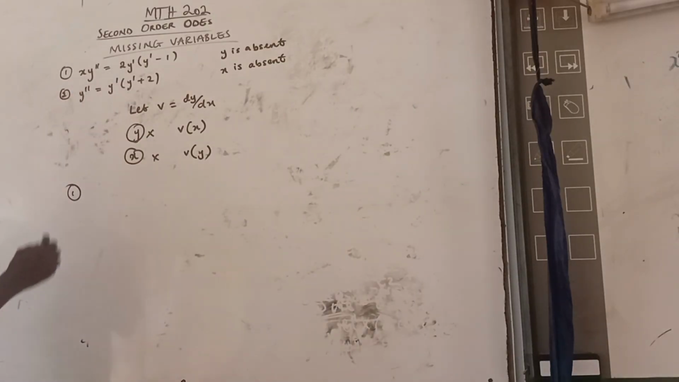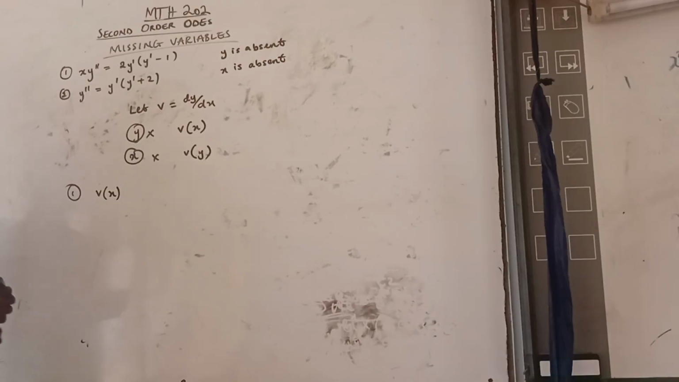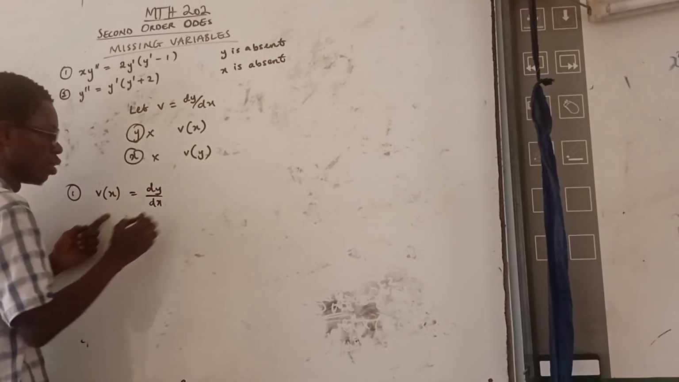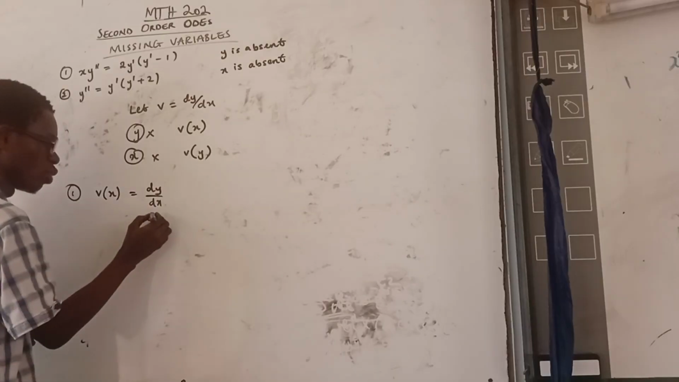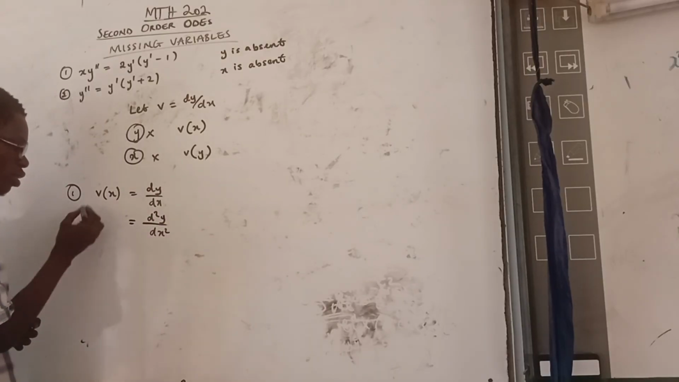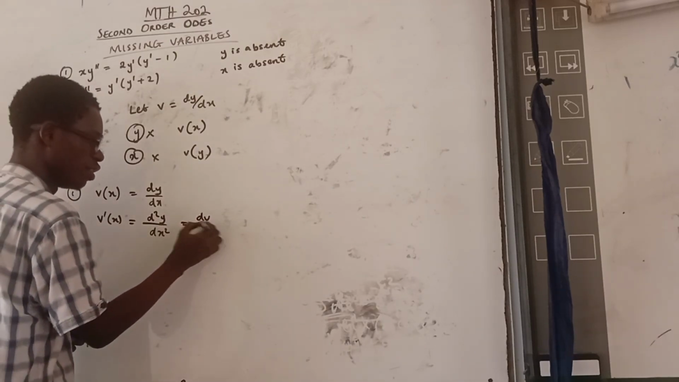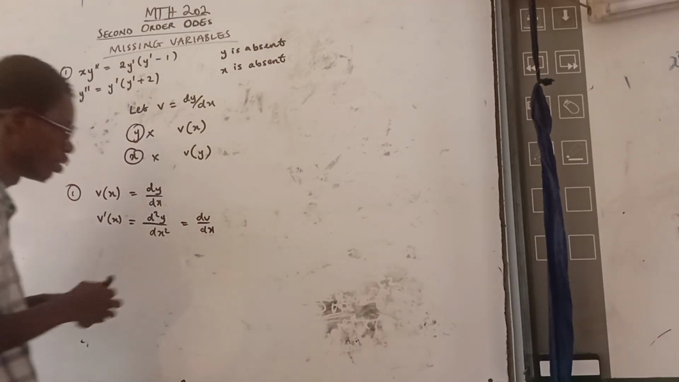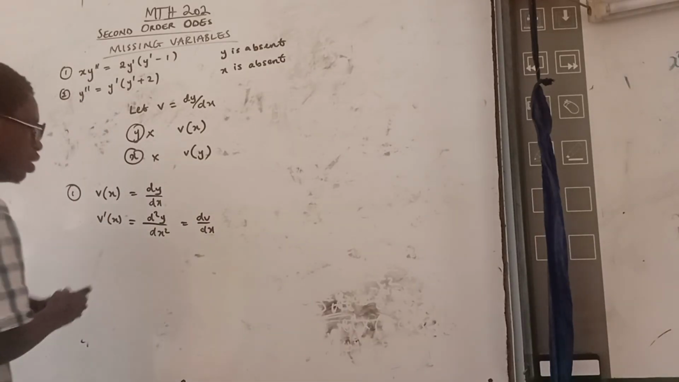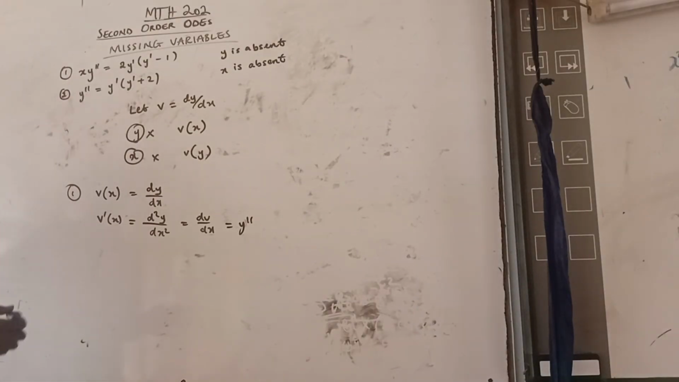Y is absent, so we are using v as a function of x, which means v of x equals dy/dx. And our second derivative, d²y/dx², is just equal to v prime of x, that is dv/dx. So we are going to be plugging this into the ODE. Don't forget d²y/dx² is the same thing as y double prime. So let's plug it into this ODE.